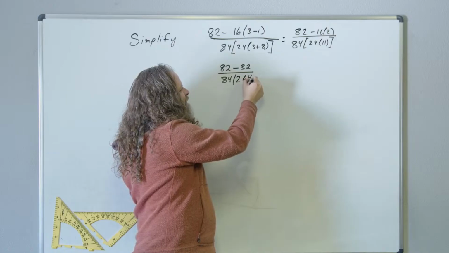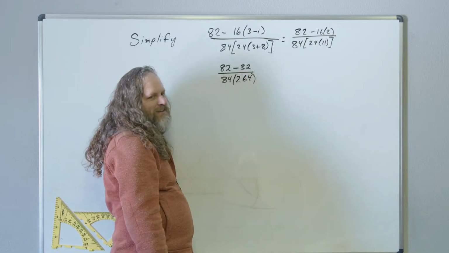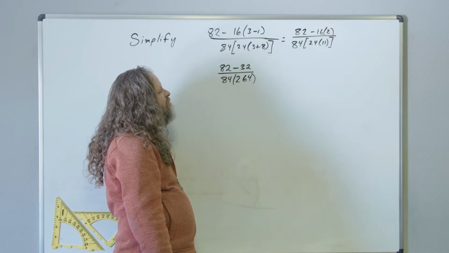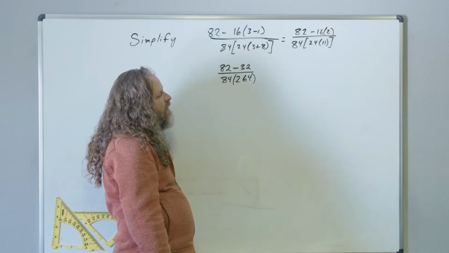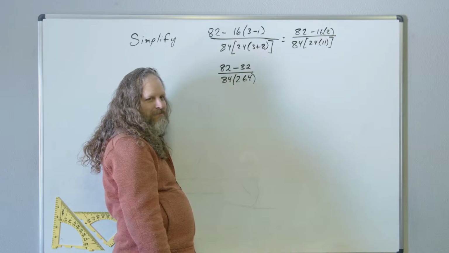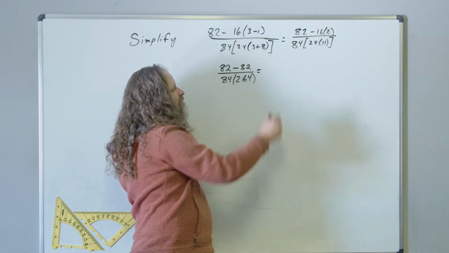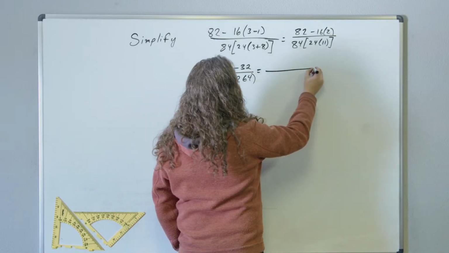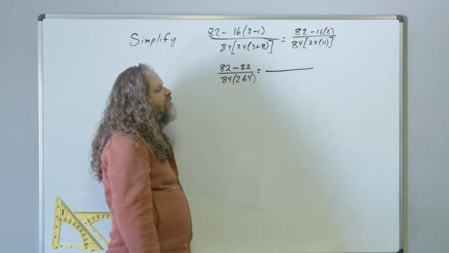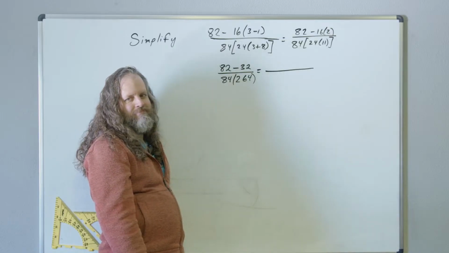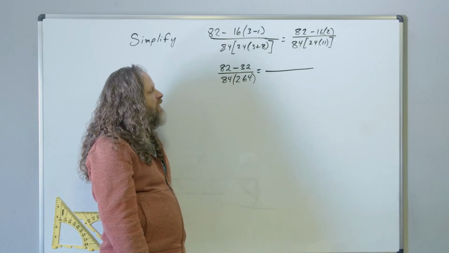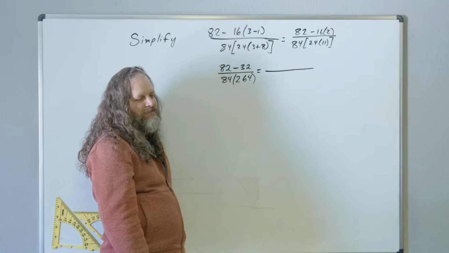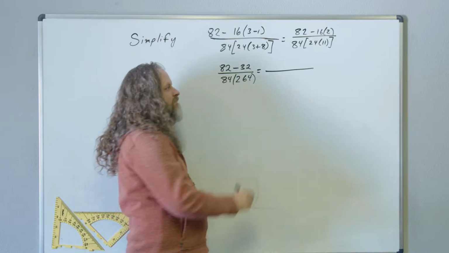I don't know. Now what? 84 times 264. What's that? It's a number. Oh, no way. Whoa, what? Y'all have brains and calculators. I recommend one. 2,000. Brains. No, 22,000. Calculator. 176. What? 22,176.